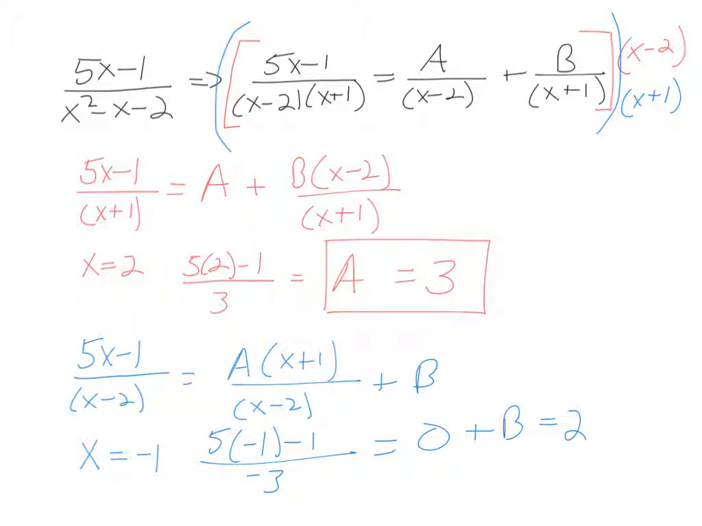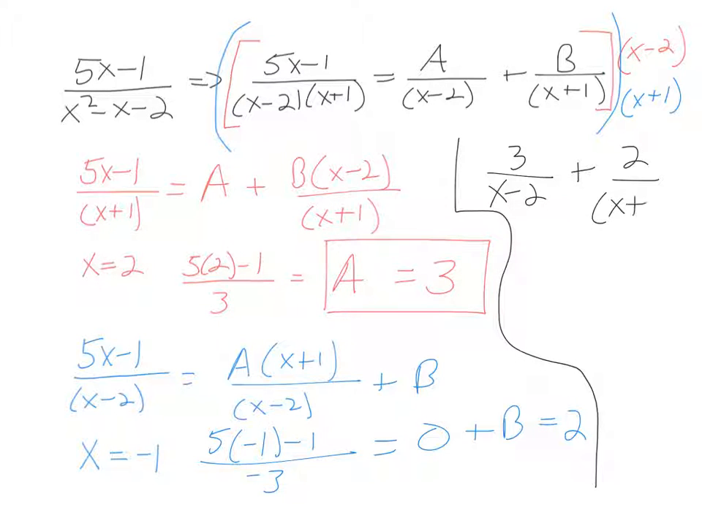So then I can go ahead and plug back into my equation. I'm going to do it up here, which I know is weird. I'll make a little space here. This program doesn't give me a lot of room to work in all the time. And I'm going to get that the partial fraction I want turns out to be 3 over x minus 2 plus 2 over x plus 1. And that is my final answer.